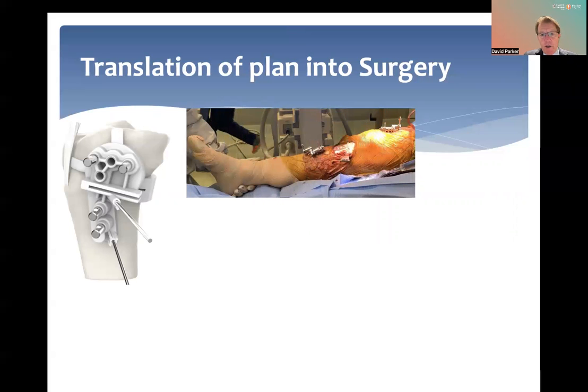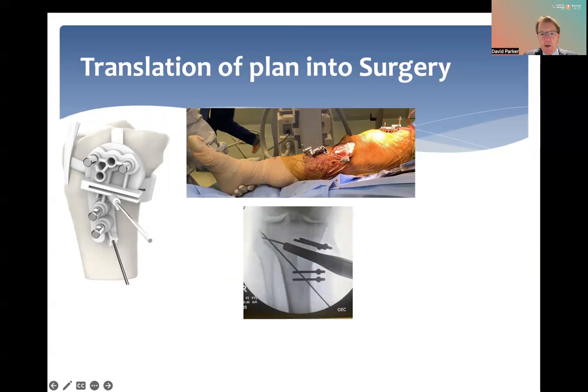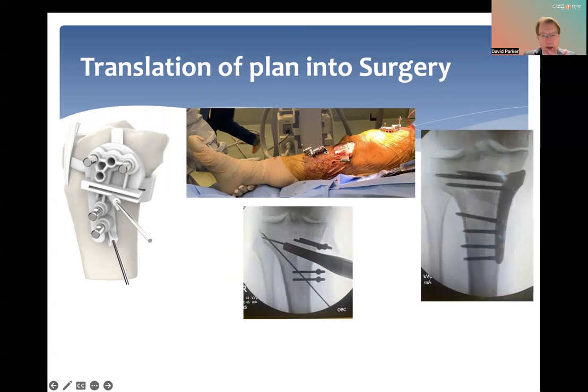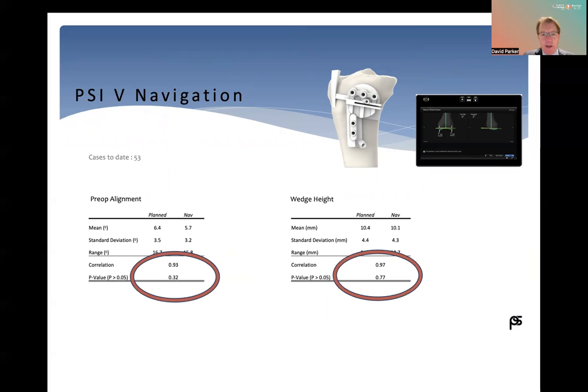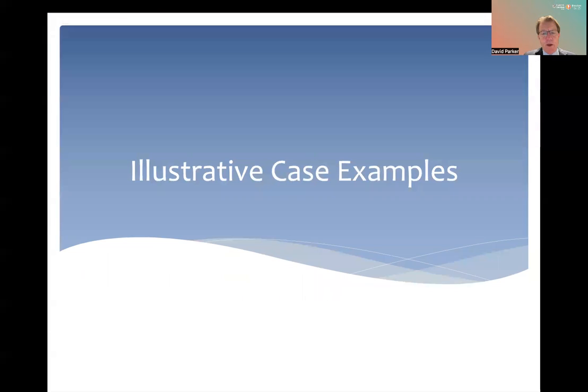And so this guide is then used. You can see here that on this occasion, I'm using the PSI guide at the same time as navigation to double check. The osteotomy is done and then completed. And we've done about 53 of these cases using the PSI along with navigation at the same time, and look at the correlation between the two systems, and we've been very happy that it is actually very accurate and equivalent to navigation. So we've transitioned away from using navigation for all cases to using the PSI for all cases. I'll give some examples just to demonstrate how we do the procedures.